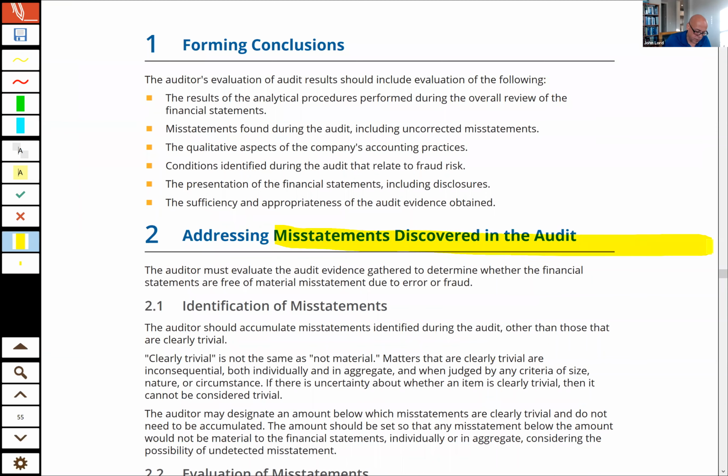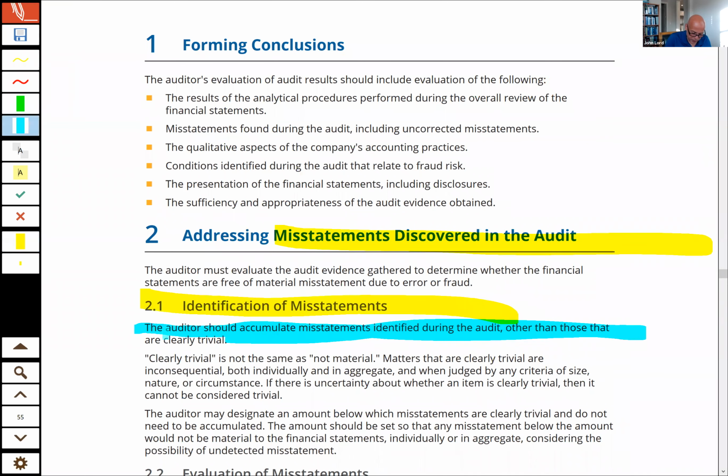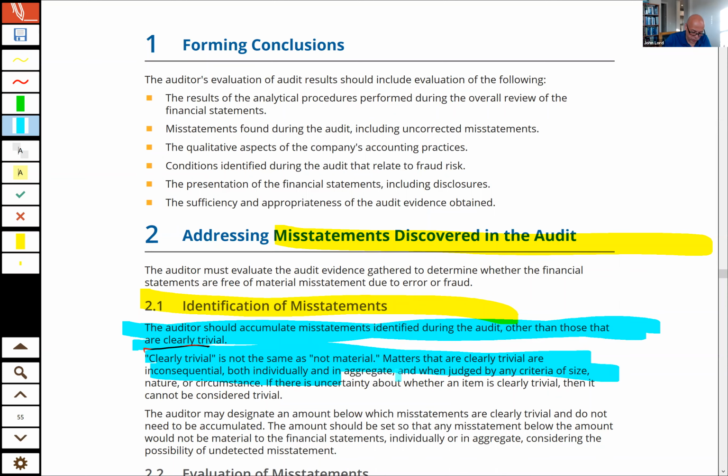Okay, misstatements discovered in an audit, identification of misstatements. They tell us that auditors should accumulate misstatements identified during the audit, other than those that are clearly trivial. Clearly trivial is not the same as not material. Trivial means inconsequential in size, so that even if they were accumulated with other trivial misstatements, they would still remain trivial. In other words, they're giving us some clearance that we don't have to chase down every 5% error, right?